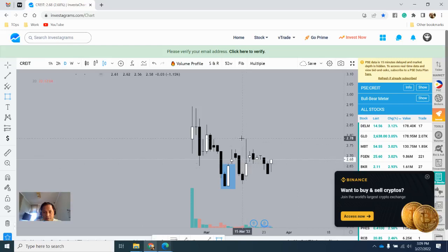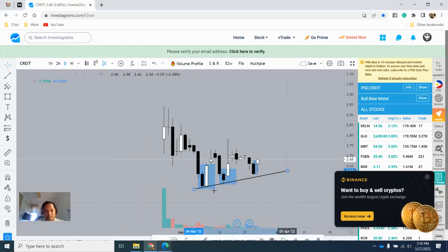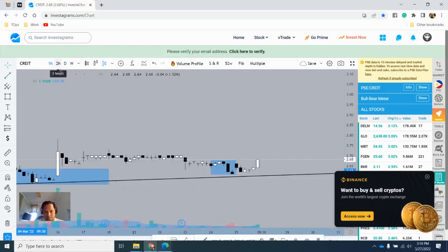We also have a retest of the engulfing, and we bounce from that, and another bull candle over here. So we have buyers piling up in here.